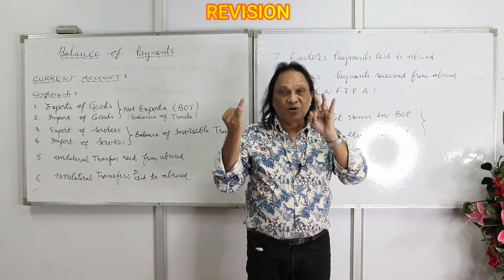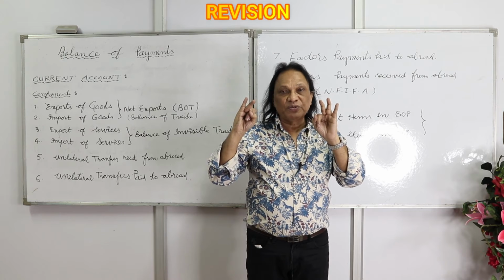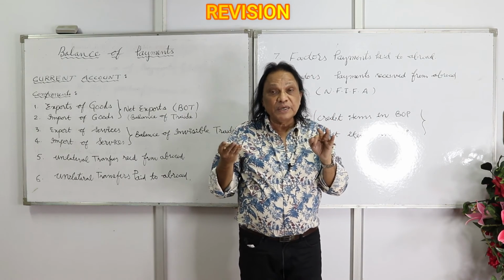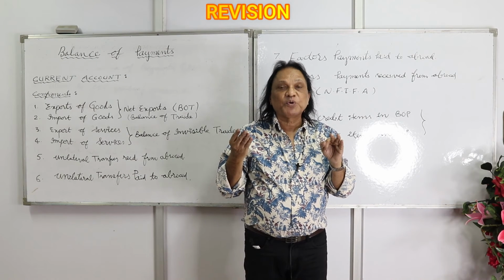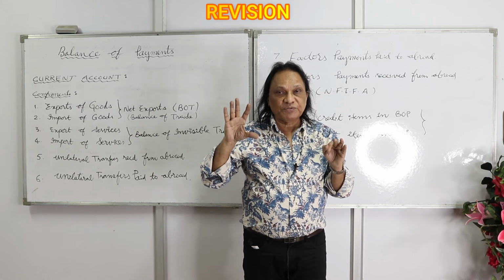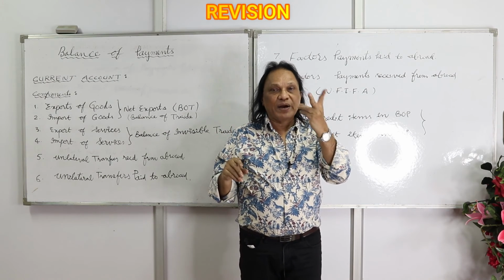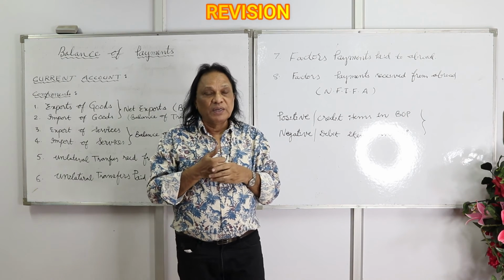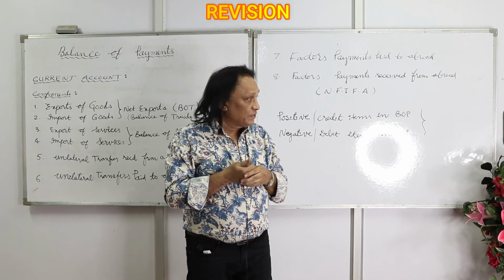Net exports of visible items, or BOT, balance of trade. This has 2 things: exports of goods, imports of goods. The next 2 things we take as net exports of invisible trade, that is services: exports of services minus imports of services. Then you have unilateral transfers from abroad, that is transfers received minus transfers paid to abroad. Then you have the last two, factor payments received and paid to abroad, that is NFI, net factor income from abroad. These are the 8 components it has.